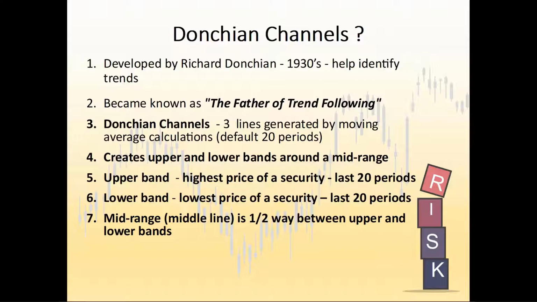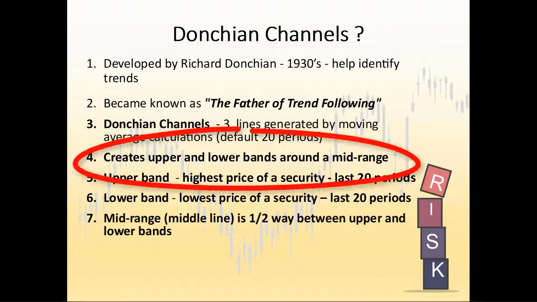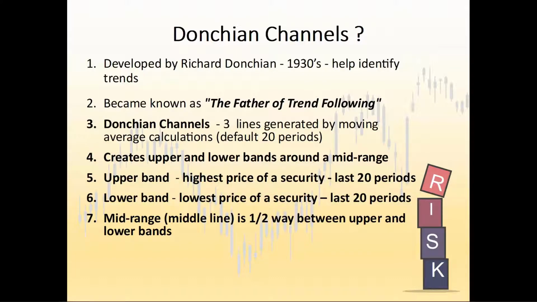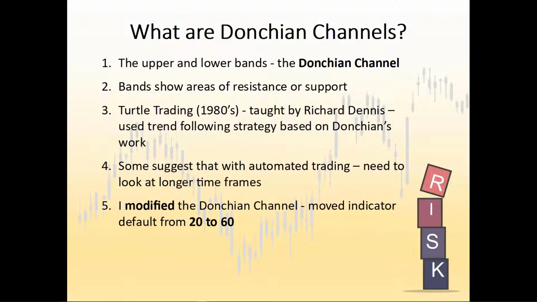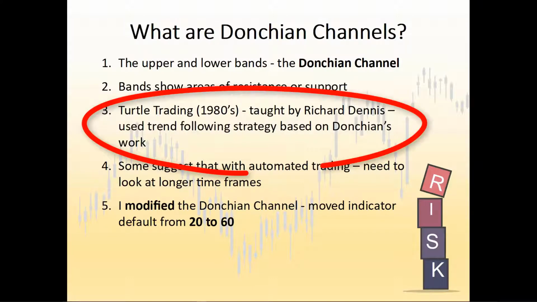Now, the Donchian channels are really three lines generated by a moving calculation, and in his case, he used the default period of 20. It creates an upper and lower band around a mid-range. The upper band is the highest price of the security over the last 20 periods. The lower band is the lowest price of the security over the last 20 periods. And the mid-range, or the middle line, is halfway between the upper and lower band. He wanted something that showed him resistance and support. In the 1980s, Richard Dennis, who pioneered the turtle trading concept, used a trend following strategy based on Donchian's work.